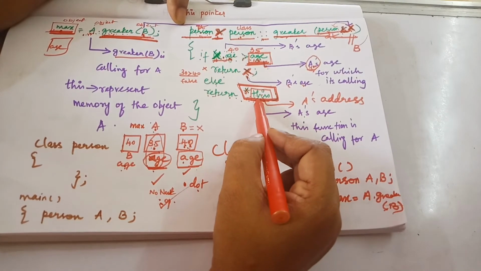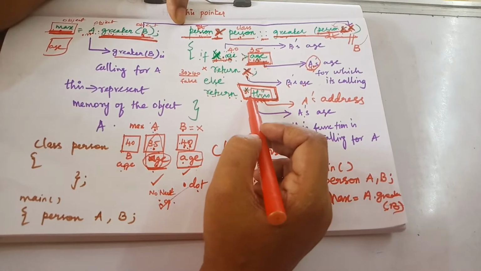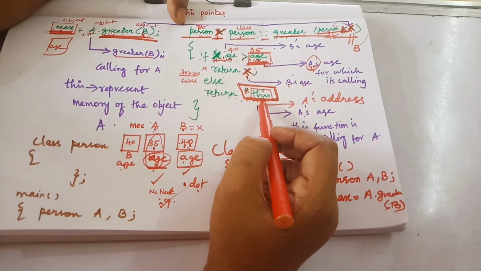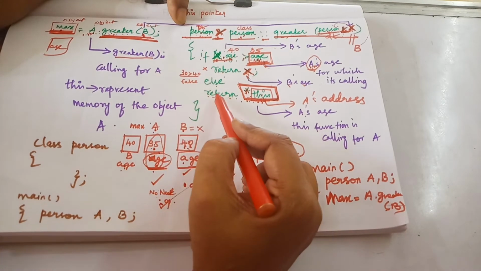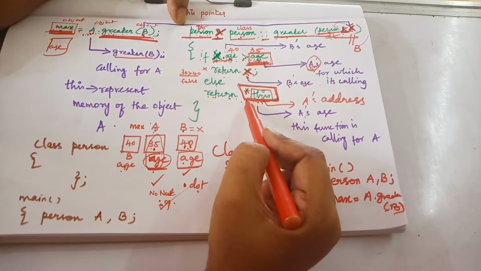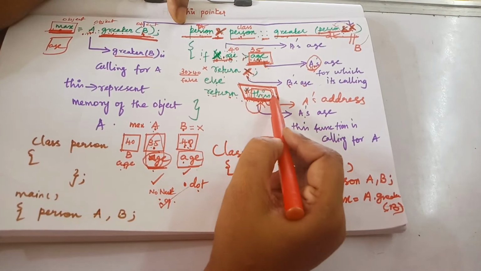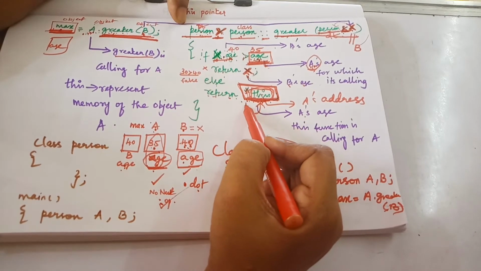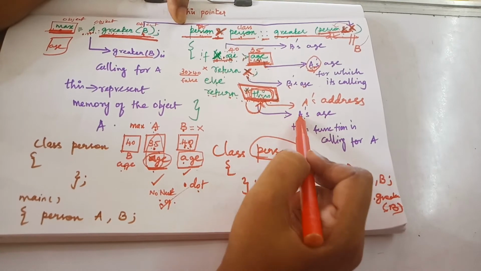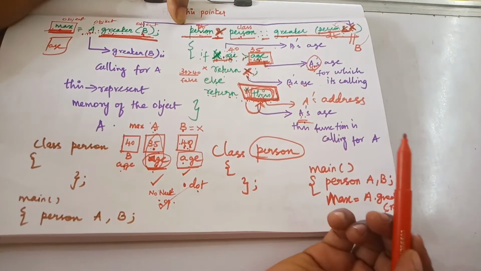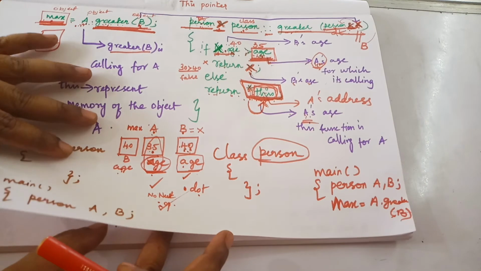Correct? So now we are calling this function for the object A. So it returns the value present in the address of A. Clear? So now if it is false, return the value which is present in this address. This keyword represents the pointer. So it returns a value present in this address. What is the address stored here? Address of A, because I am calling the member function for A. Hope you would have understood this. I'll go to the next topic.